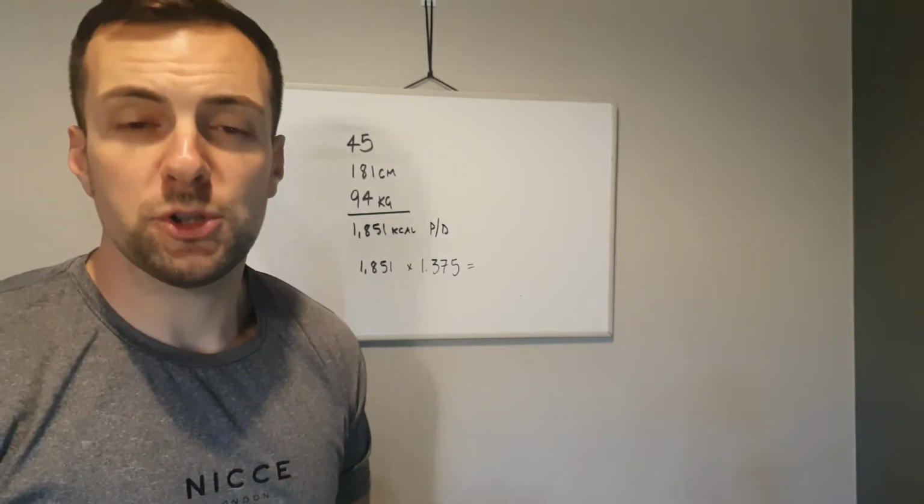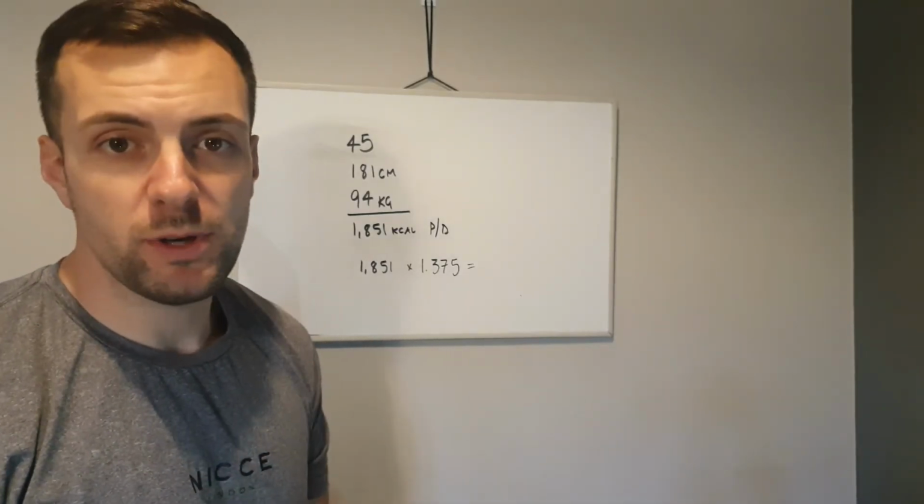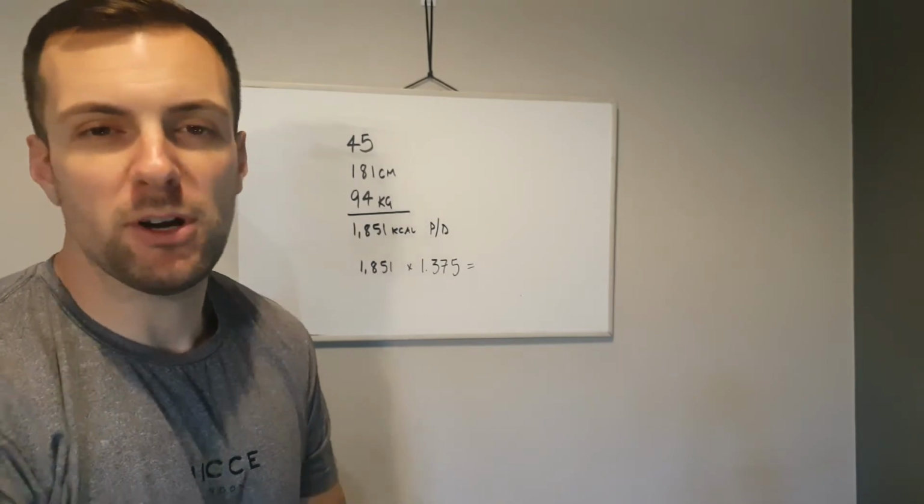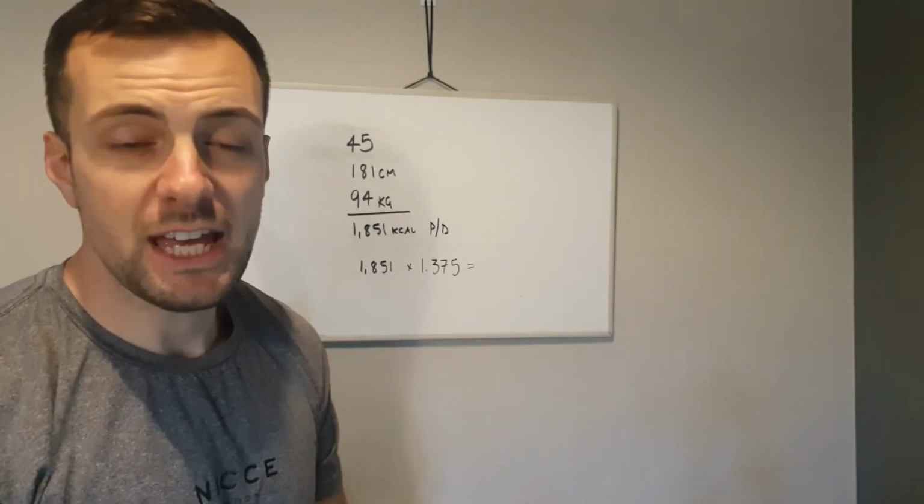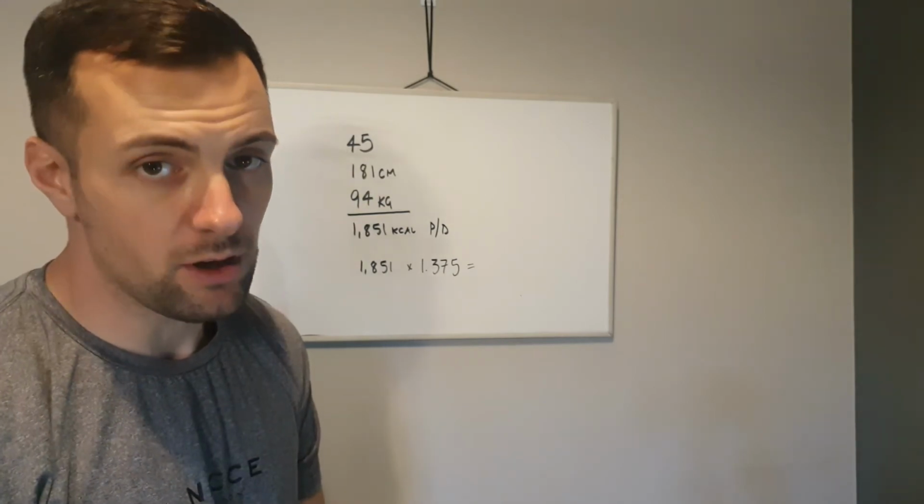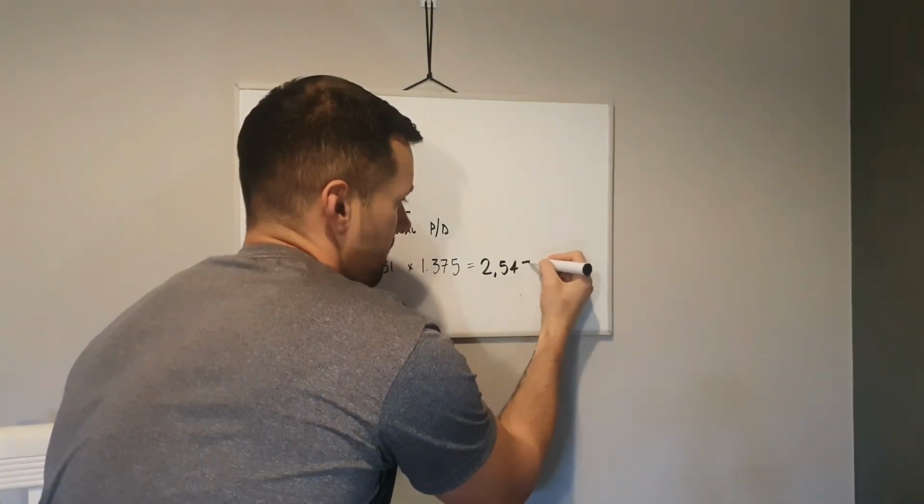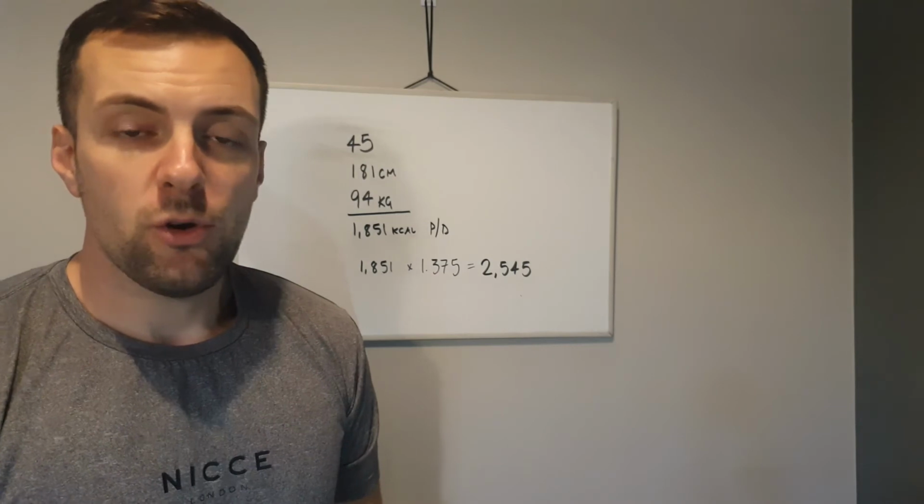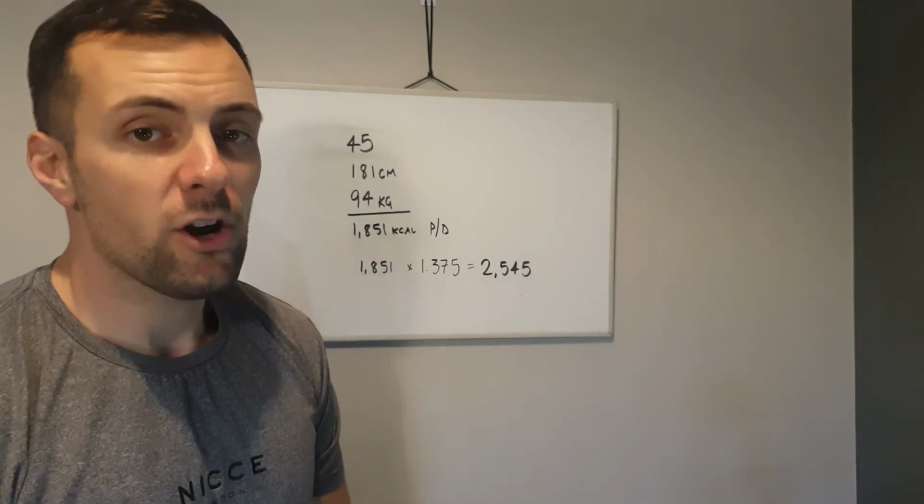We class John as moderately active because he goes to the gym twice a week, he plays football one evening a week, and he might swim on a Saturday morning. So for this, we times his basal metabolic rate by 1.375. This gives us a grand total of 2,545 calories.